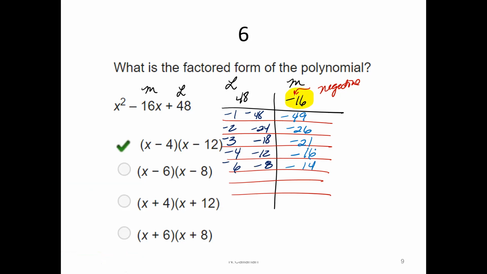My middle number has to be a negative 16. Which one of those is a negative 16? You got it, negative 4 and negative 12. So my answer is x minus 4, x minus 12. And interesting enough, that's the correct answer, which is A as an apple.